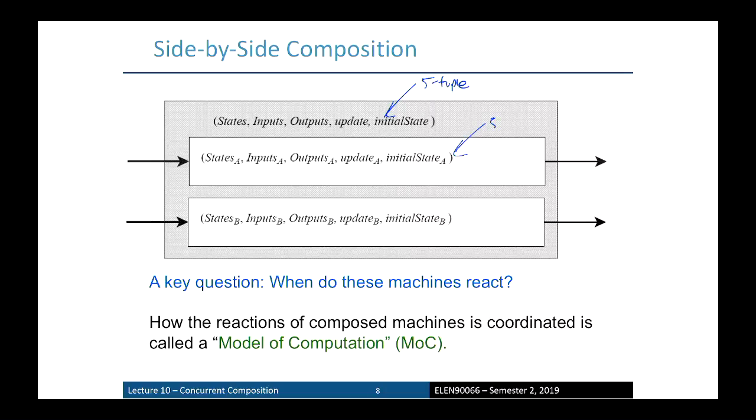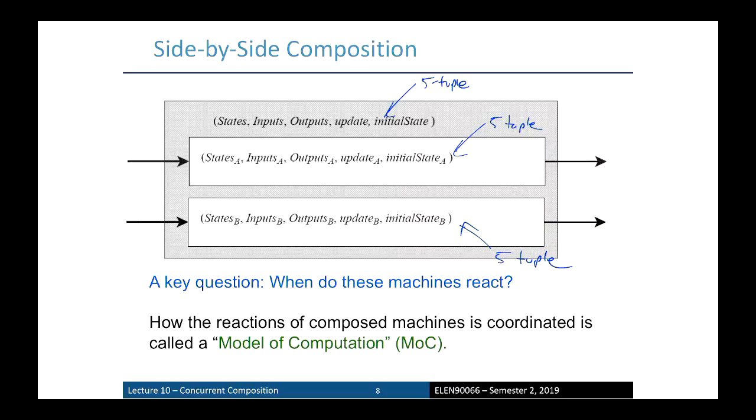Right, each has a 5-tuple describing it, with its corresponding FSM diagram. And the FSM diagram is what shows you what the update function is. Okay, so now here's an important question. When do these machines react? When do they actually react?